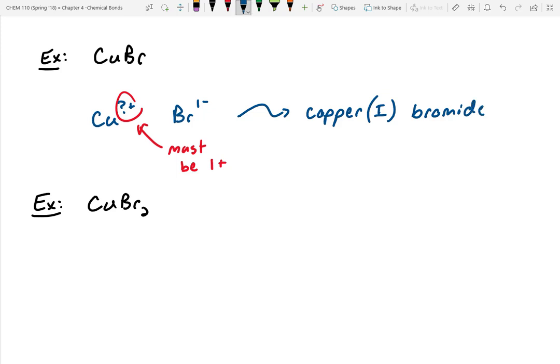All right, down here it's pretty similar. Again, we don't know the charge on copper. It's a transition metal. It goes all over the place. But now we've got 2 bromines, each with a 1 negative. It doesn't matter if you do 1 negative, in my opinion, or -1. Some teachers are picky. All right, what charge must this have now? +2.